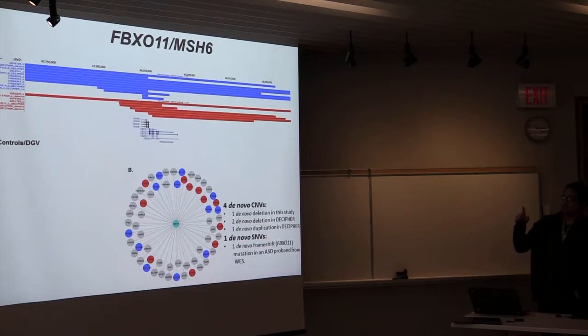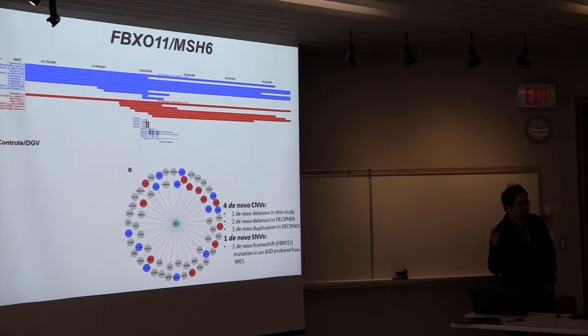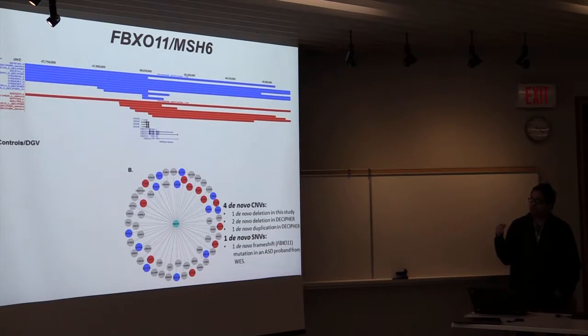Mutations were detected in the MSH6 and FBXO11 genes. MSH6 is a mismatch repair gene already associated with cancer, but it is a low penetrant gene. For the FBXO11 gene, we followed up and found 3 additional de novo deletions in other databases. Exome sequencing also showed 1 de novo SNV in an autism program. So we think the FBXO11 gene is a very good candidate gene.